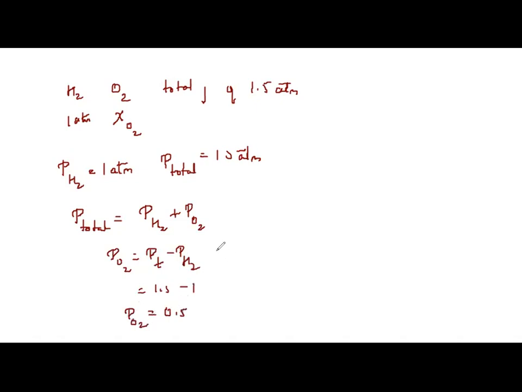So the partial pressure of oxygen is 0.5. But they have not asked us the partial pressure of oxygen; they have asked the mole fraction of oxygen. Therefore, the formula is the mole fraction of oxygen equals the partial pressure of oxygen divided by the total pressure. That is 0.5 upon 1.5. Five ones are 5, five threes are 15, so it comes out to 0.33. So the mole fraction of oxygen is 0.33, and mole fraction is a unitless quantity.